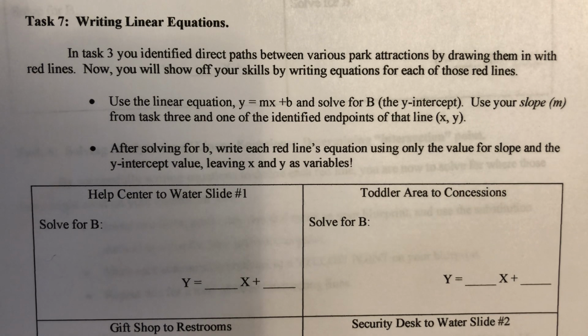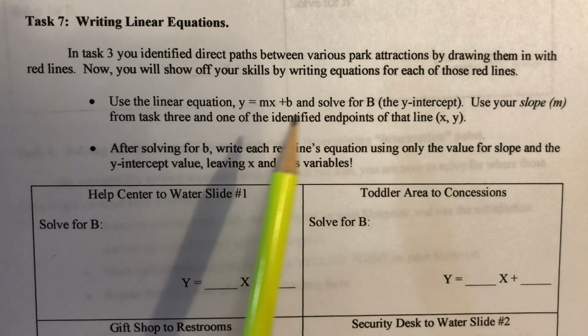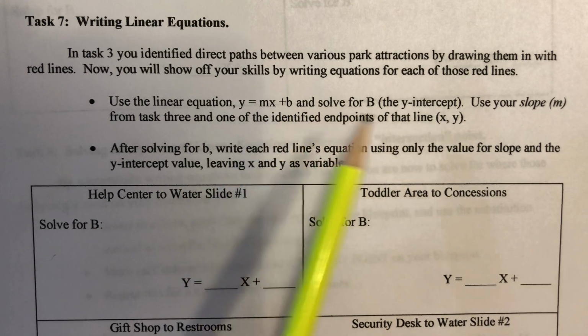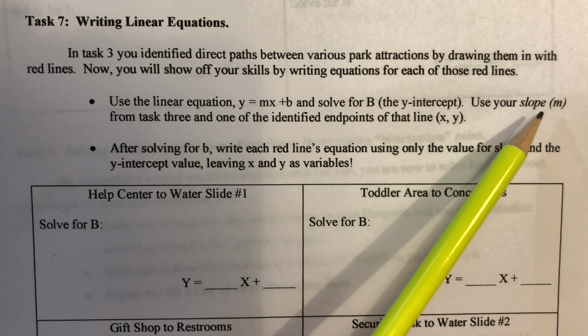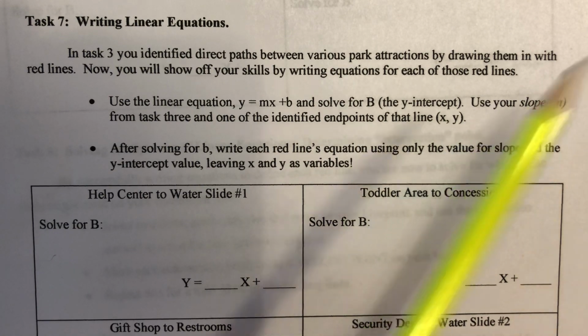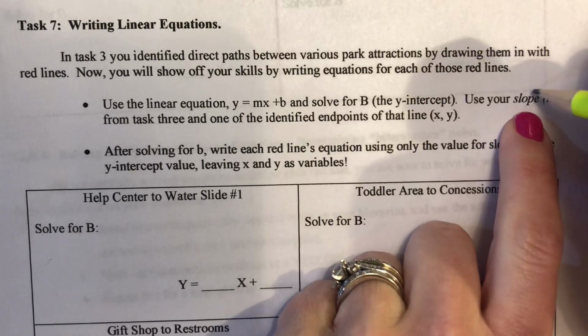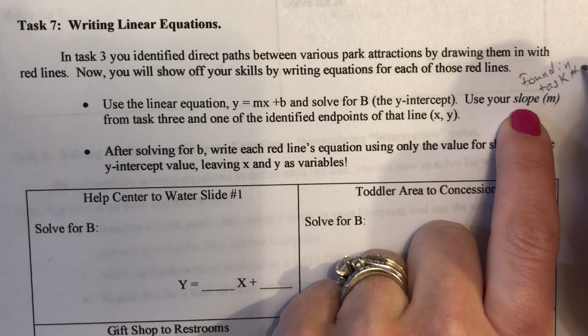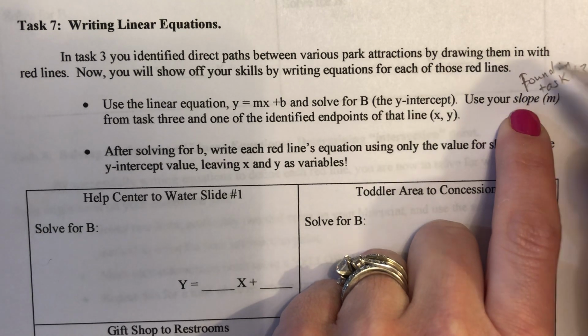So it's asking us to use a linear equation y equals mx plus b and solve for b, which remember, b represents the y-intercept in our equation. So our y-intercept is where we cross the y-axis. We're going to use our slope. So we found slope in task 3. Task 3 was where we found the slope. So I'm going to write this in here: found in task number 3.